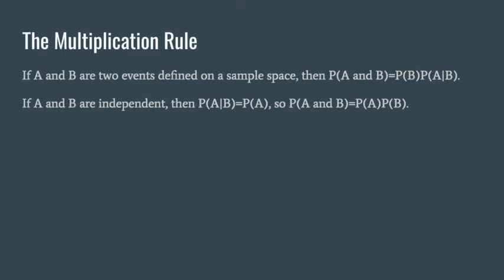The first rule is the multiplication rule. Basically, this is when we're trying to find the probability of an AND kind of scenario. Okay, the probability of A and B is the probability of B times the probability of A given B. We talked a minute ago about independent events. If A and B are independent, then we can replace that probability of A given B with just the probability of A.